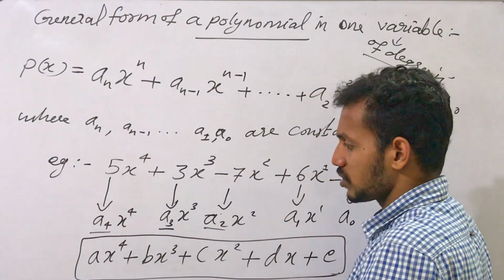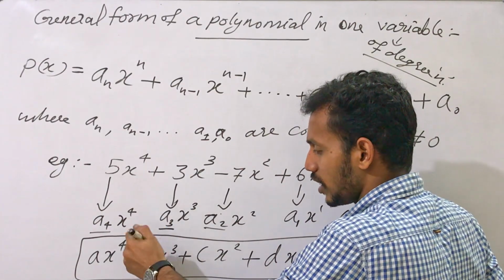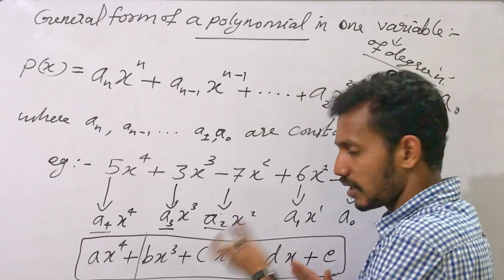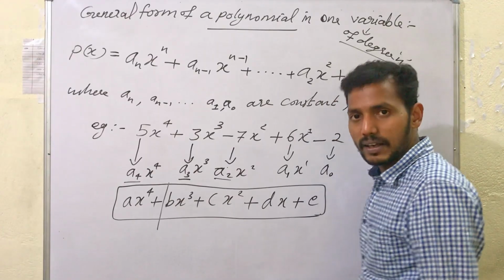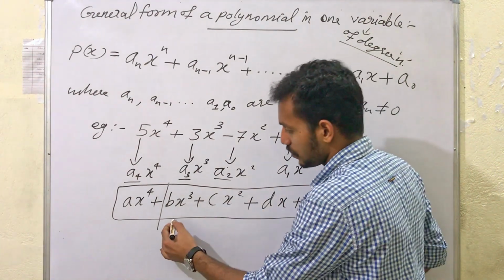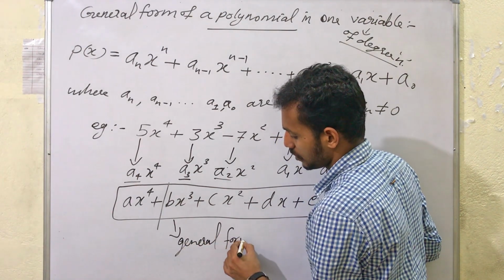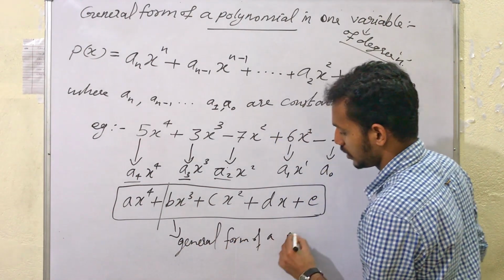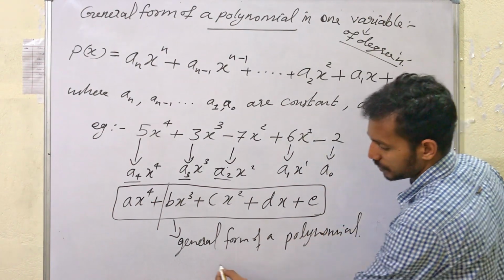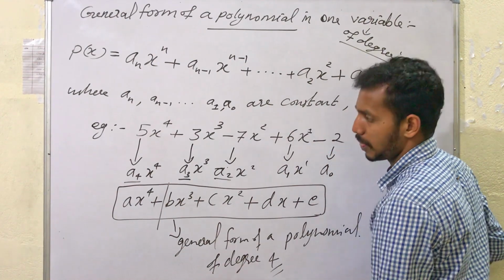Clear? Because in this chapter we are going to study mainly only up to degree 3. Okay? We will discuss that after this session. Clear? So this is the way of representing the general form of a polynomial of degree 4.